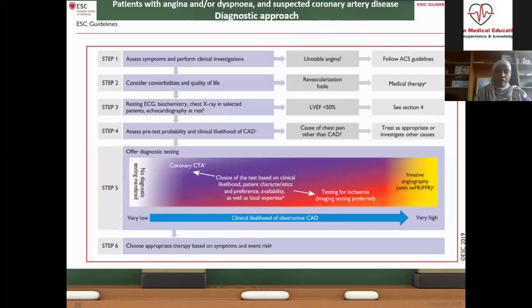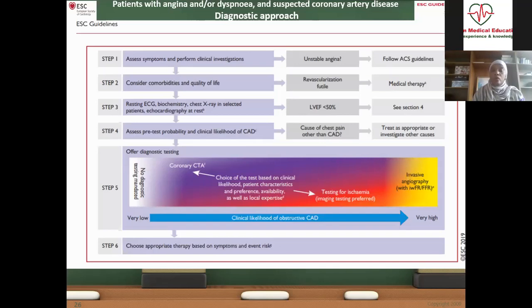The fifth step, following the assessment of the test probability and the clinical likelihood, is that you will send those patients for further workup, the diagnostic testing. And then according to the clinical likelihood and the pre-test probability and the patient characteristics, you will choose which functional tests or anatomical tests you are going to send this patient for. So you might choose the cardiac CT, for example, for those who have a very low risk or have low probability or clinical likelihood. And of course, if the clinical likelihood is more towards the possibility, then you go for the functional testing and even to invasive coronary angiography, preferably with invasive functional testing like FFR or iFR.